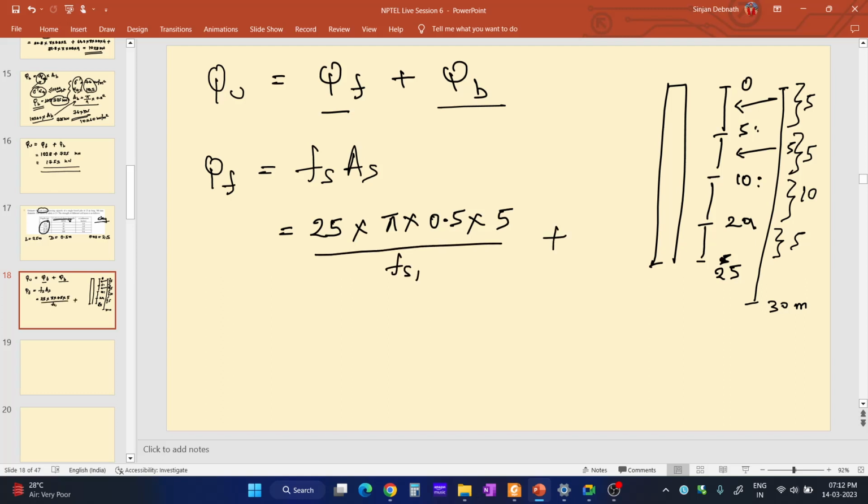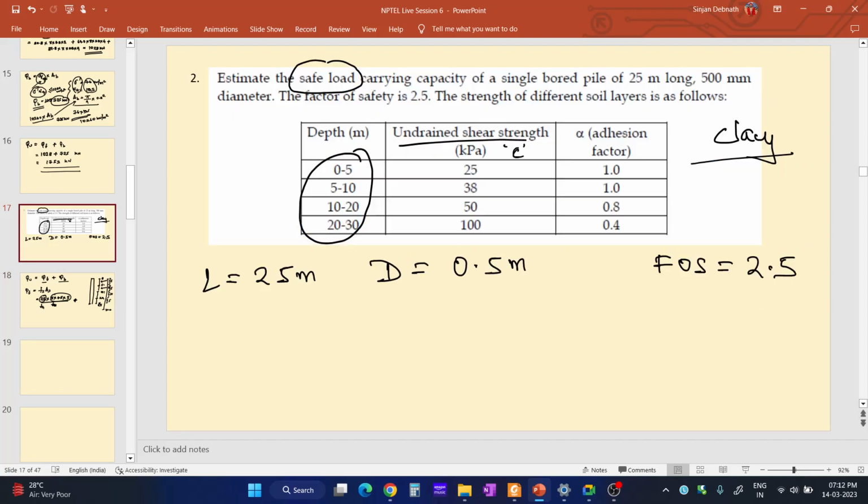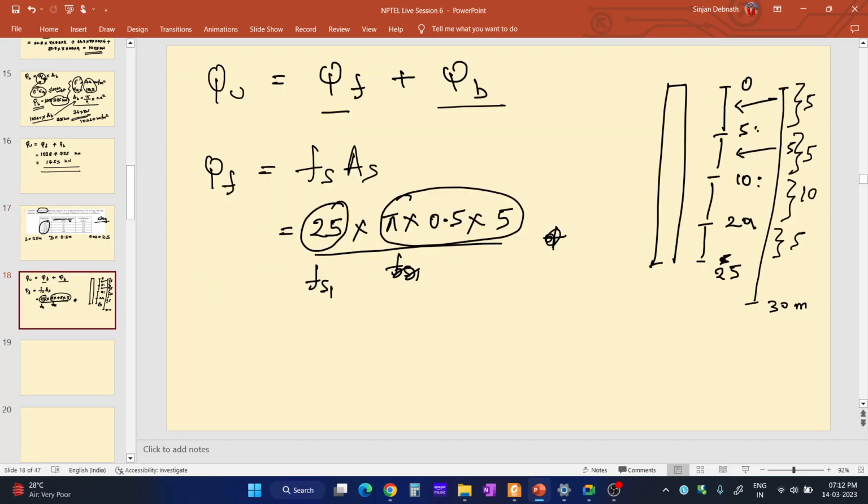So this one is Fs1, that is alpha into C. Alpha is 1 for the top part, and C is 25. This one is Fs1, and this one is As1. Okay, so now Fs2 into As2.